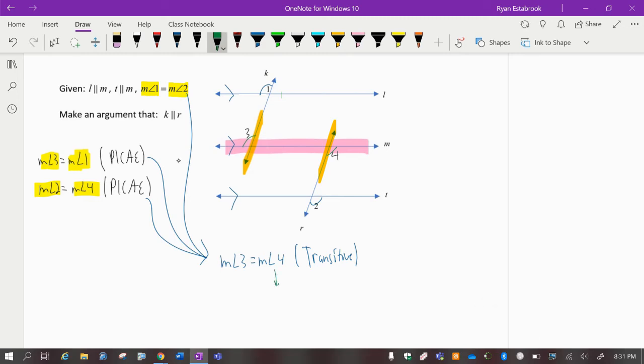So we can now say that this orange line on the left, that is line K, is parallel to this orange line on the right, that is R. And the reason for that is since those alternate exterior angles are equal, the lines are parallel. That's our alternate exterior angles converse. And that's what we're trying to make the argument for.